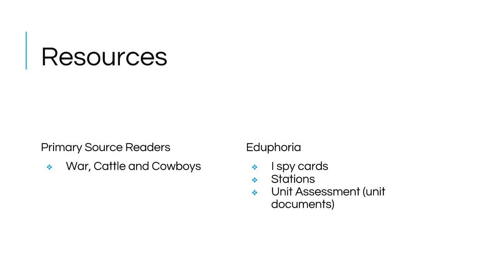And our resources. So the primary source reader, War, Cattle, and Cowboys, can be very helpful. I would use it in pieces as opposed to having kids read the whole book. A great strategy can be just paper clipping open a 2-page spread and having kids read it in one of your language arts stations.